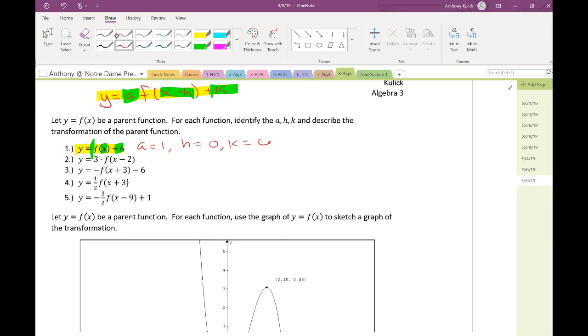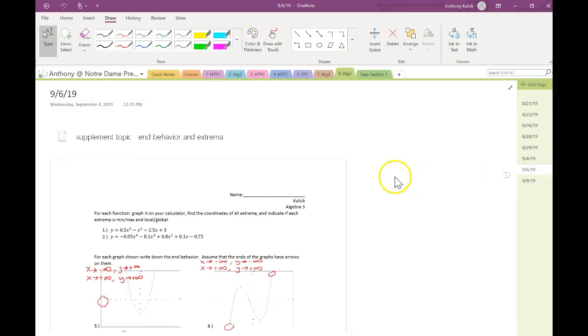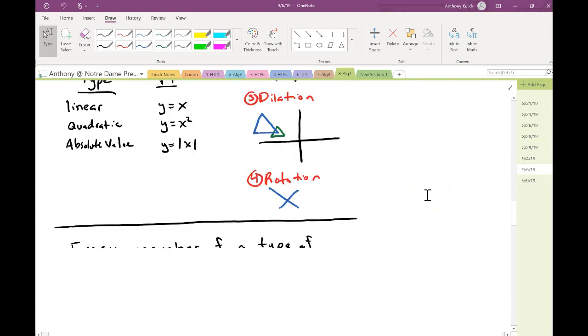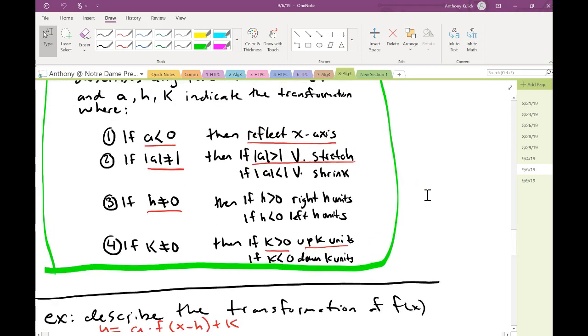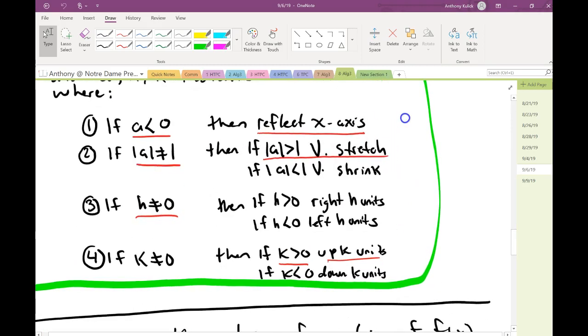So what I'm going to do now, after I figure out my values for A, H, and K, is I'm going to use that list of 4 criteria that we discussed last time. You guys remember criteria from last time? So I'm going to label things 1 through 4 and indicate whether 1 is happening, 2 is happening, 3 is happening, or 4 is happening. Okay with that? Yes.